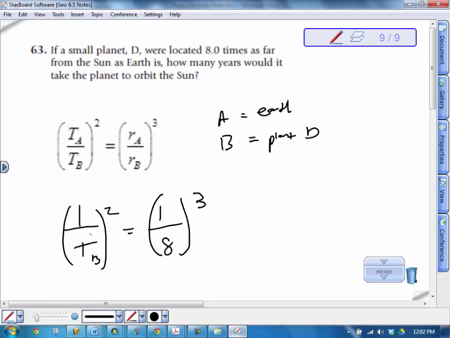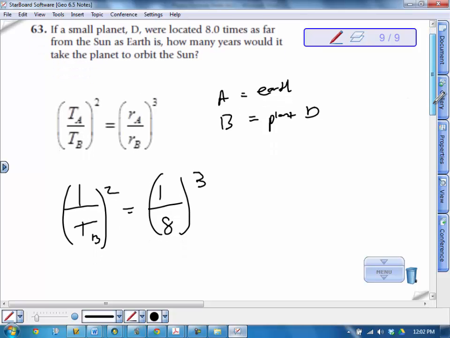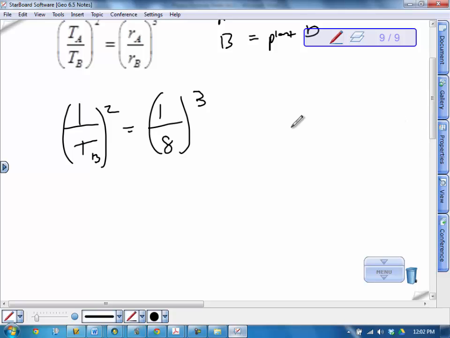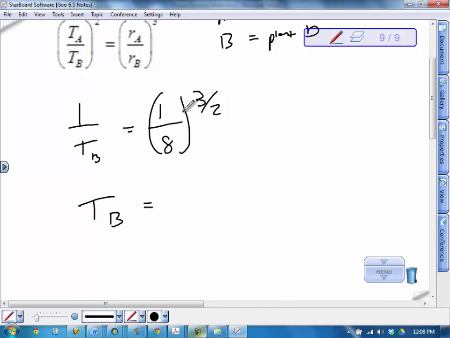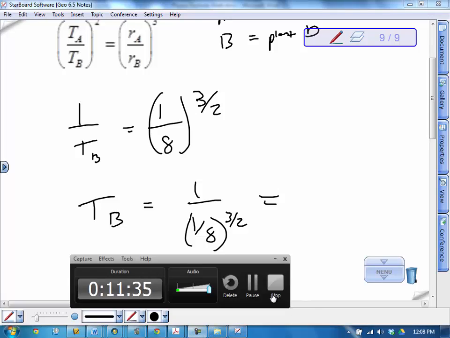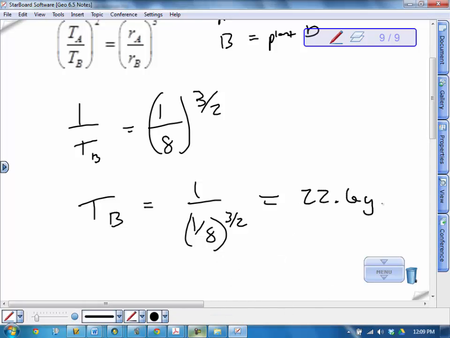And then all we need to do is solve for the time it takes for this planet to get around the Sun. So once again, if we raise that to the 1/2 power, we can get rid of that exponent, or take the square root of both sides, essentially, which is the same thing. So that means the time it takes for it to get around, if you reciprocate this side and this side, you'd have this. So this is what you need to type in your calculator, and if you do that, you should get about 22.6 years.